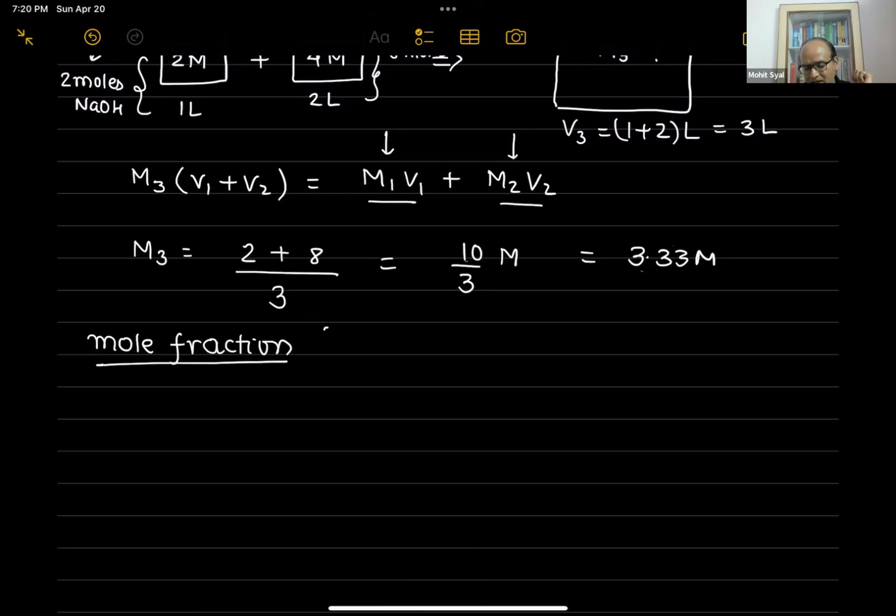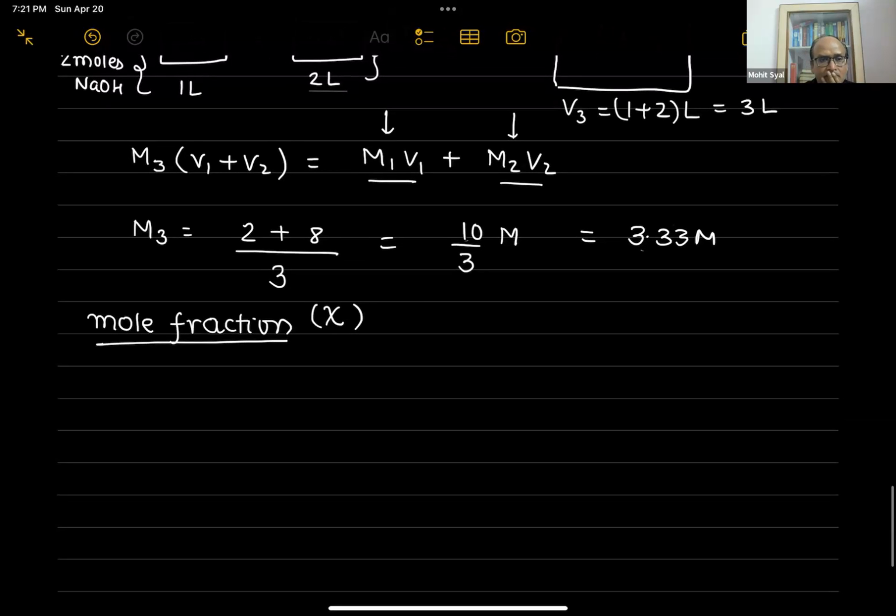It is represented by the Greek letter which looks like X, that is chi. Got it? So what do you mean by mole fraction? It is the number of components divided by the total number of components. For example, if there are two components, A and B, then it is written as number of moles of A divided by number of moles of A plus B. Yes, in terms of moles.